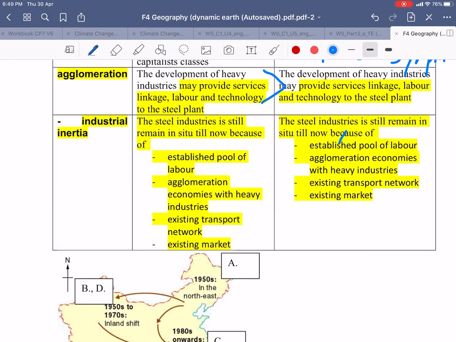How about the industrial inertia? Both of them are still working, even nowadays, 2020 is still working, these two. So industrial inertia is still taking place nowadays. Why? Because established pool of labor, agglomeration economies, existing transport, existing market, because the cities haven't gone yet. So they still have a keen demand of the steel. So nowadays they are still having production. Okay?